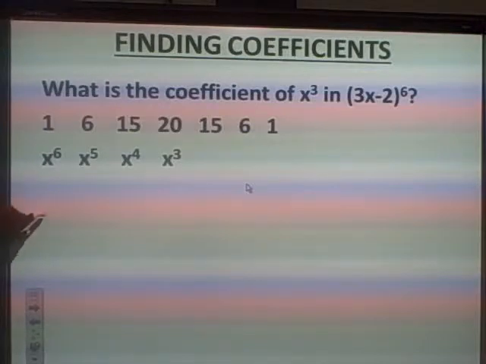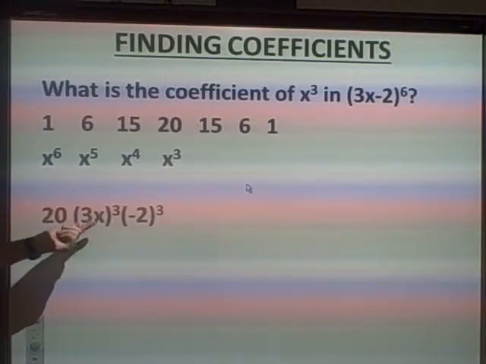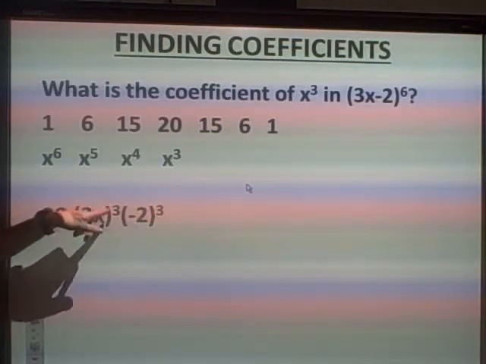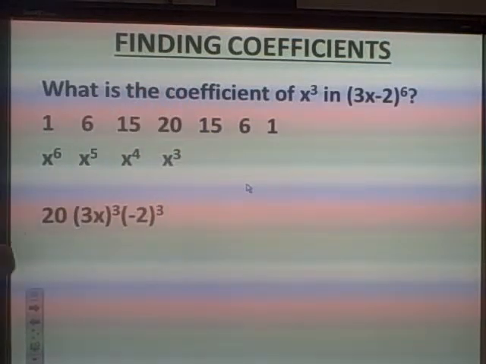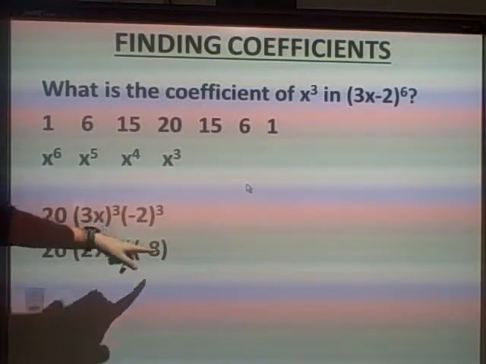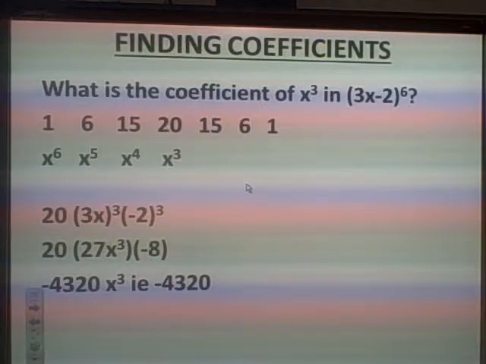So I'm going to start with 20. I'm then going to do my first term to the power of 3. My second term also to the power of 3, because 3 plus 3 equals 6. And then I can start to work out what all these things are. So 3 cubed, negative 2 cubed. And then when I can combine the answer, I'm going to ignore the x cubed, because coefficient just means how many of that term do I actually have.